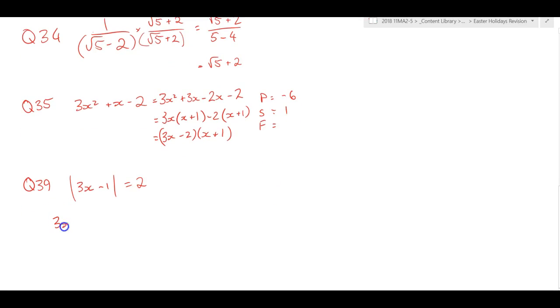So we have 3x minus 1 equals 2 is one solution, which we'll solve. And we also have, let's say, or 3x minus 1 equals negative 2. That's our other solution. So this means over here that 3x equals 3 and x equals 1. And over here, I can add 1 on, and I get 3x equals negative 1 and x equals negative 1/3. And they're my two solutions to that question.